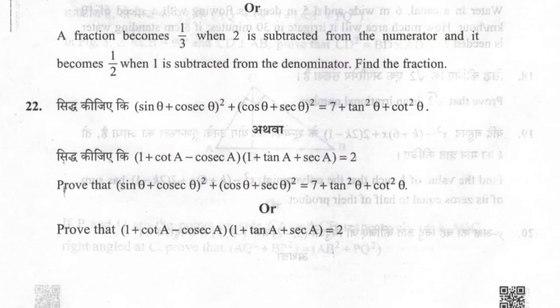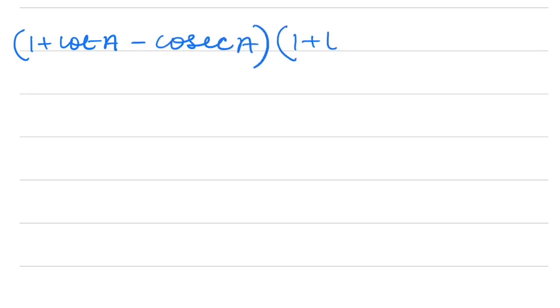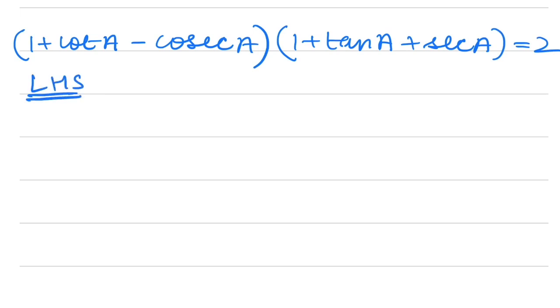There is a choice in this 22nd question too, and in the other question we have to prove that (1 plus cot a minus cosec a) multiplied by (1 plus tan a plus sec a) is equal to 2. In this question we have to prove (1 plus cot a minus cosec a) multiplied by (1 plus tan a plus sec a) is equal to 2. Now solving the left hand side, first we'll multiply the second trinomial by 1. So we have 1 plus tan a plus sec a.